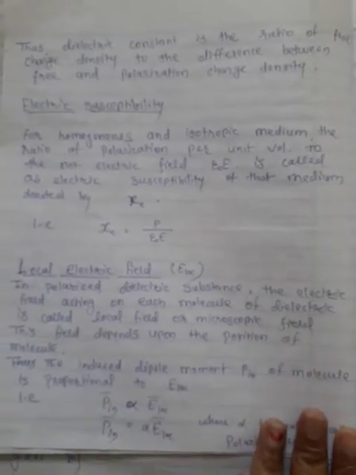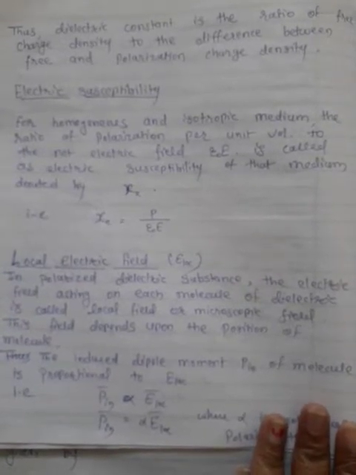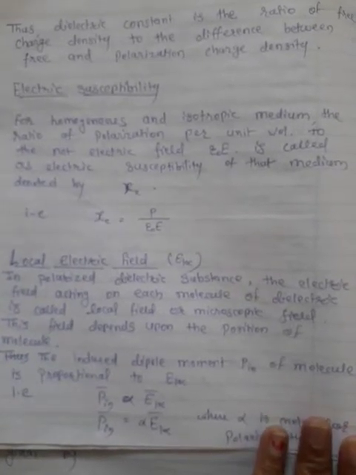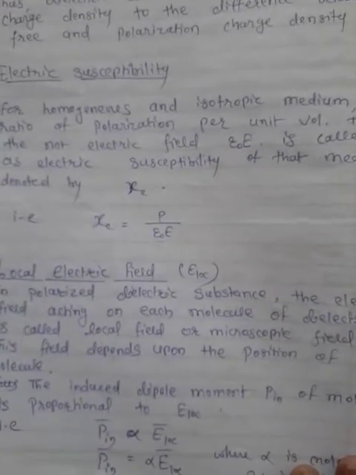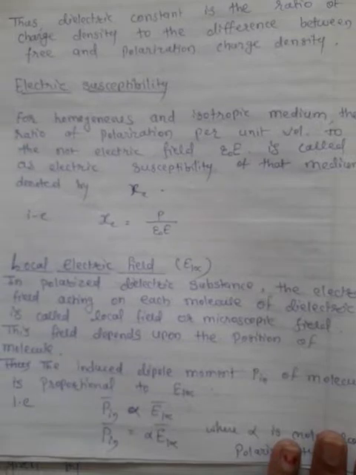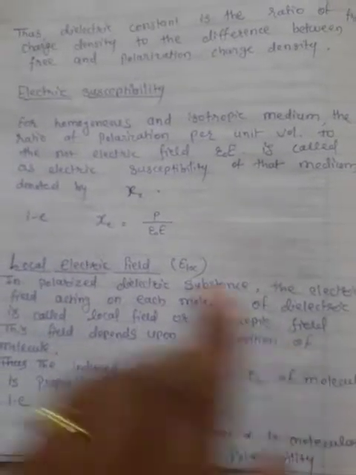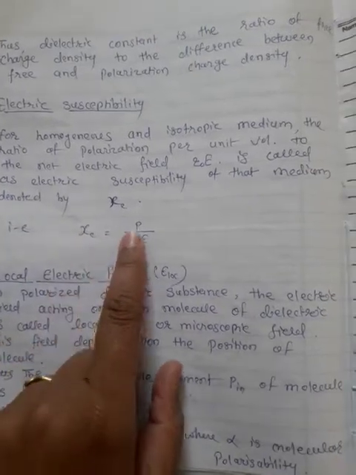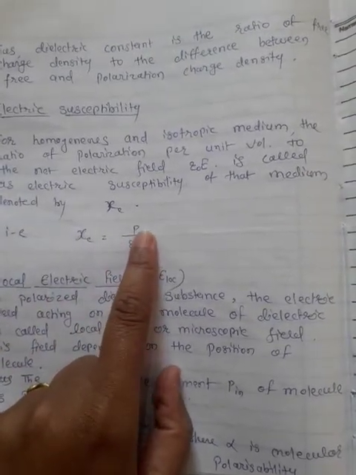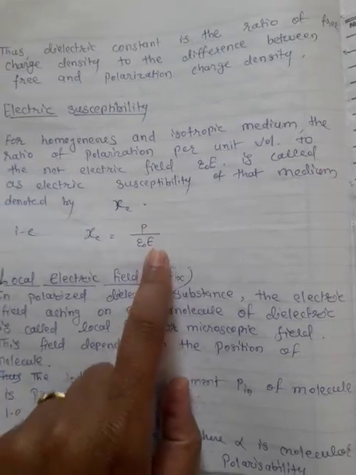For a homogeneous and isotropic medium, the ratio of polarization per unit volume to the net electric field, epsilon naught E, is called the electric susceptibility of that medium and is denoted by chi E. It is given by the formula P upon epsilon naught E.